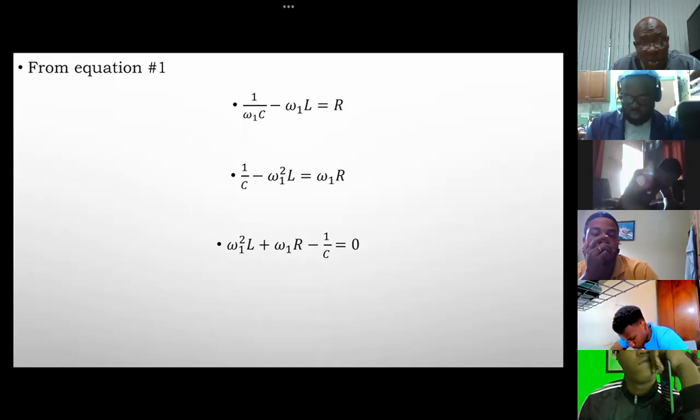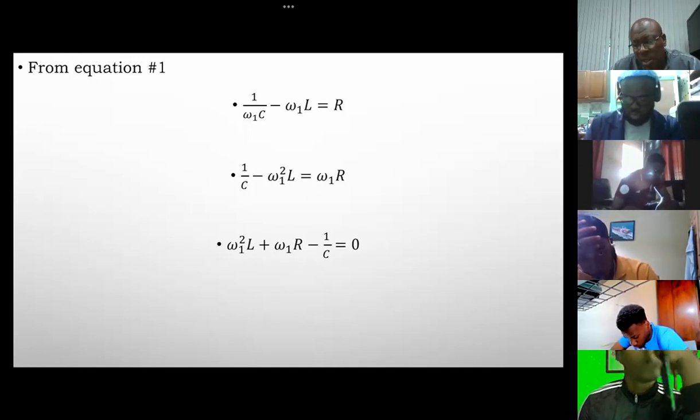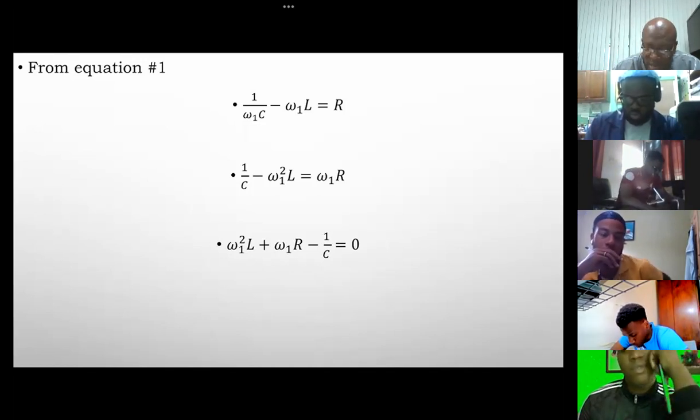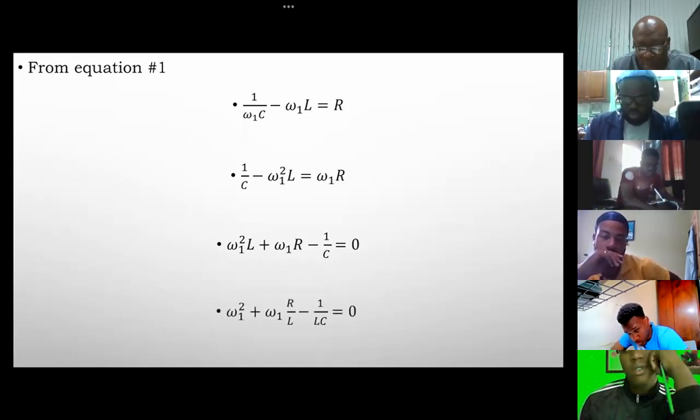So we have omega 1 squared L plus omega 1 R minus 1 over C. Don't worry, you'll soon see where we're going with this. And then we're going to make the coefficient of the square term 1, so I just divide through by L. Again, nothing fancy.